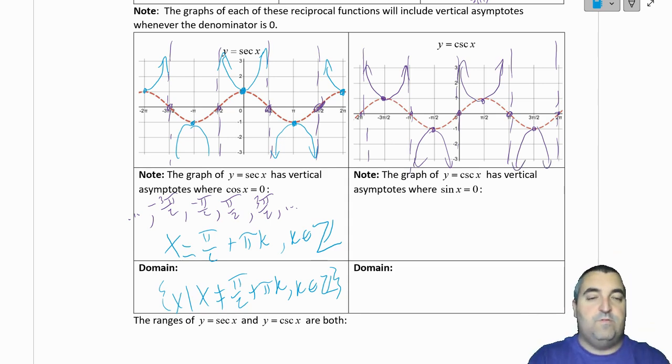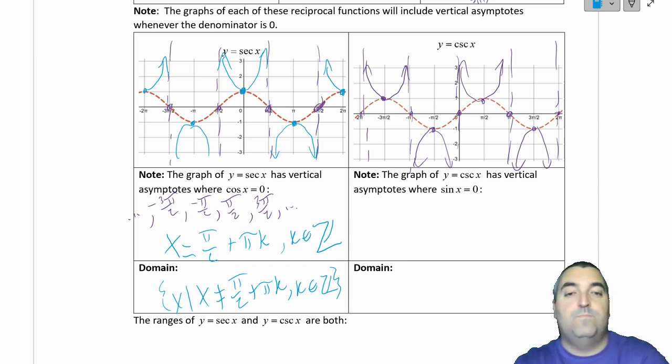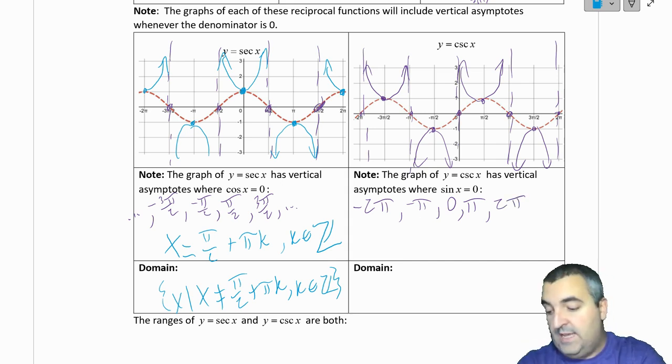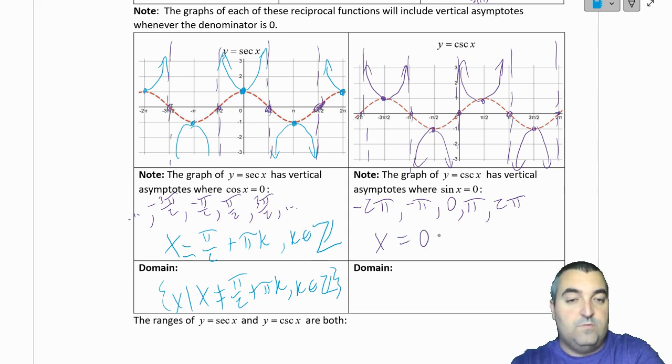So, and just to point this out with both of these, those dashed lines are not part of the graph. They're guidelines, right? So if we look here, it has vertical asymptotes. If you look at the pattern, you got one at negative 2 pi, one at negative pi, you have one at 0, you have one at pi, you have one at 2 pi. So here you could actually say it's at any of these. So why not just say x equals 0 plus pi k, where k is an integer.